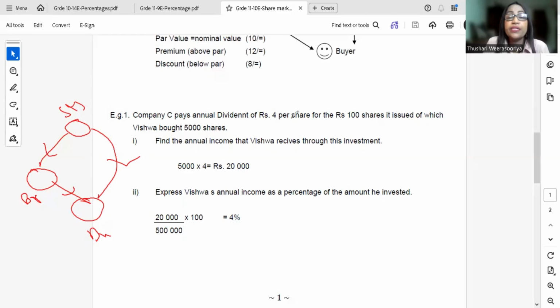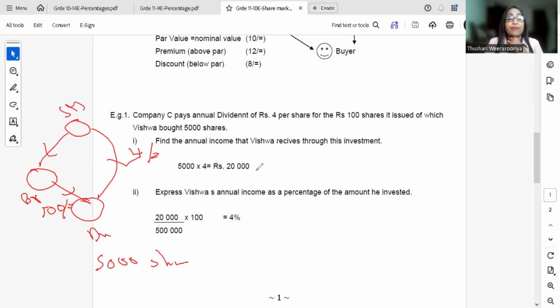Now we fill this. See, the company's annual dividend is 4 rupees per share. 10 rupees shares are issued. Then the broker's market value is 100 rupees. You put 100. Vishwa has bought 5,000 shares from the company. First one, find the annual income that Vishwa receives through his investment. 5,000 shares.